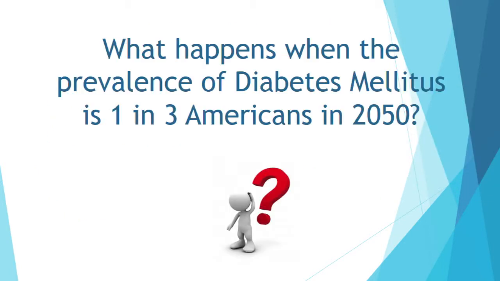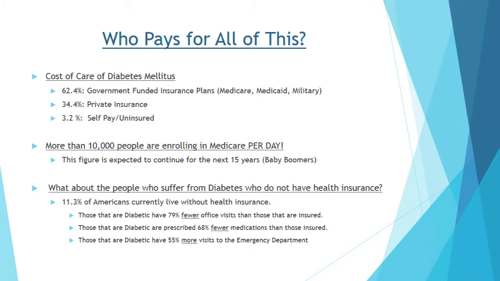So what happens when the prevalence of diabetes in this country affects 1 in 3 of us in 2050? What's going to happen to our healthcare system? What's going to happen to our insurance plans? So who pays for this now? The cost of care of diabetes, 62.4% are paid by government-funded insurance plans. That's Medicare, that's Medicaid, and that's military insurance. TRICARE in this state in particular. 30.4% are privately insured, and 3.2% by self-pay.